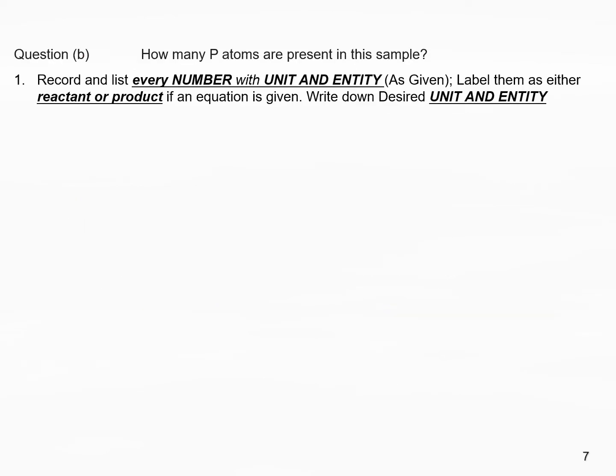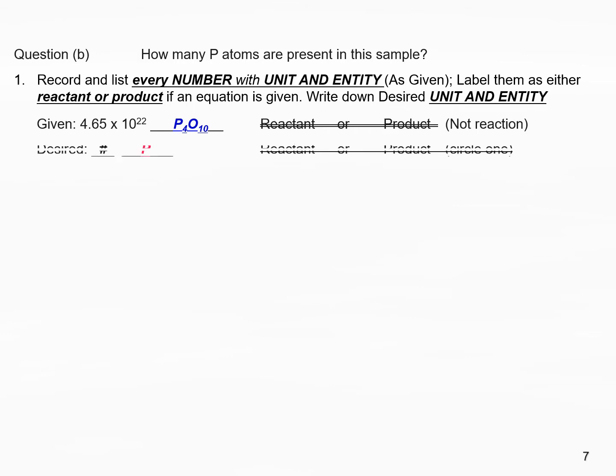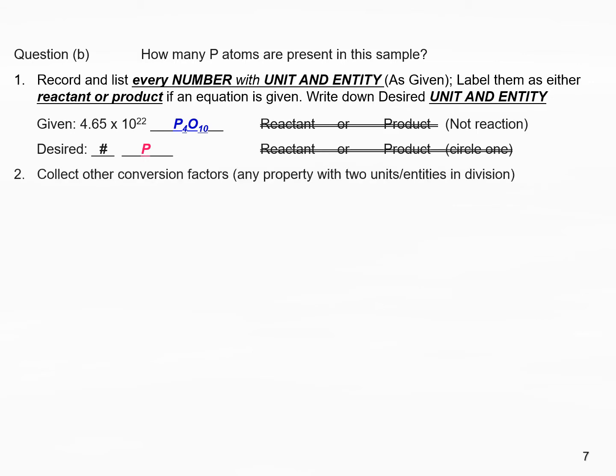Now let's look at the second question here. How many phosphorus atoms are present in this sample? Again, from step 1, we collect the information. Remember, our information given is this many P4O10 molecules. Again, there's no reaction, so reactant and product do not apply. And remember, the question wants how many phosphorus atoms. I just want you guys to realize, even though I put them in different colors, they are different substances. What does that indicate? It indicates a stoichiometry calculation problem.